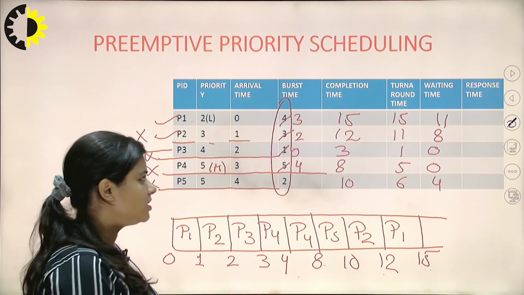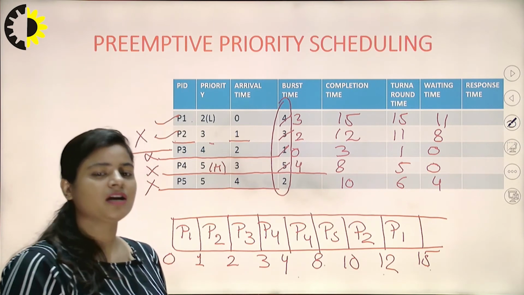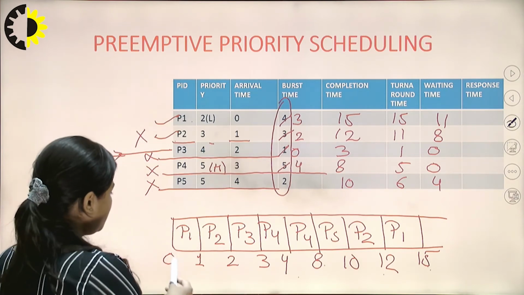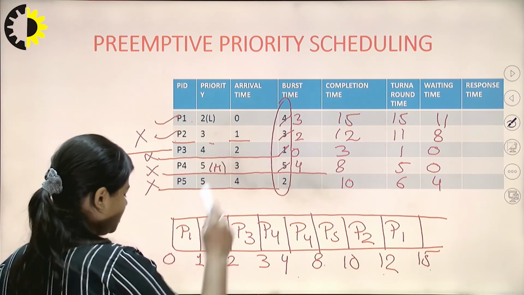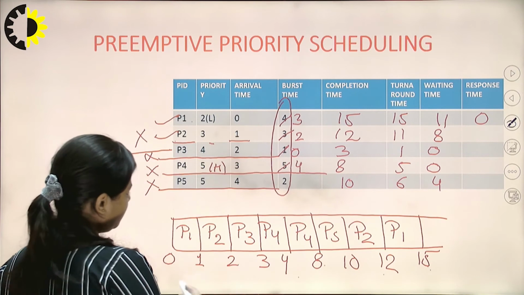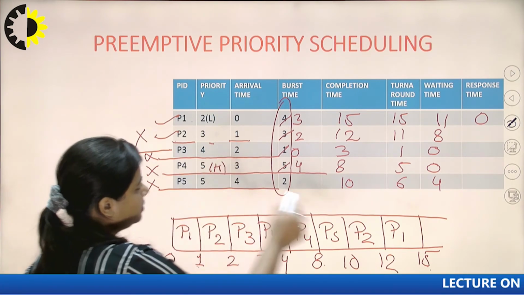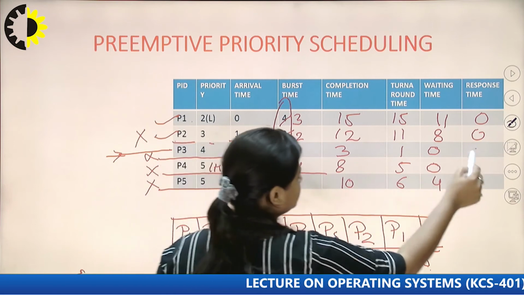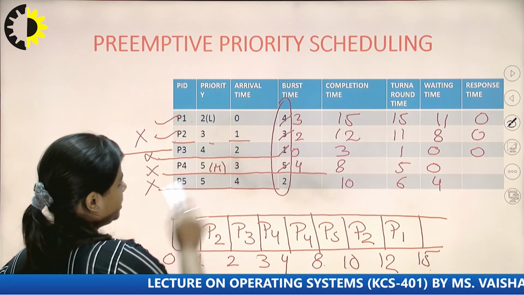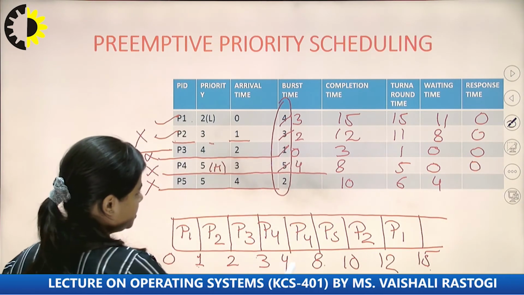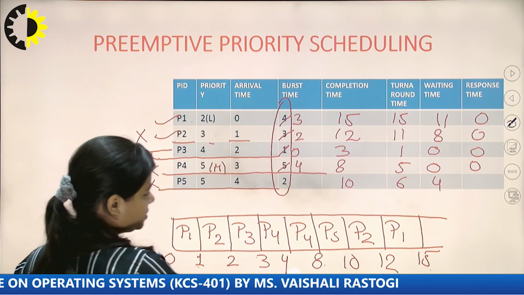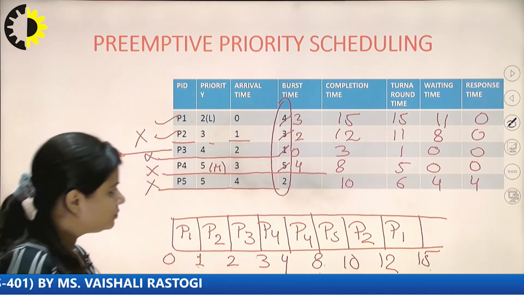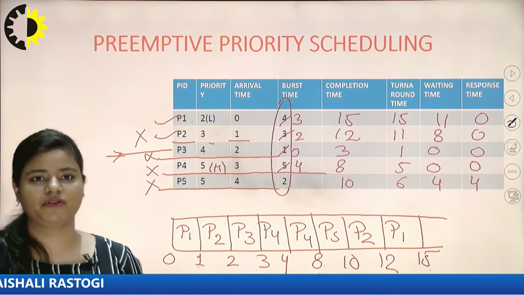Okay, so now we will calculate the response time. I have already told you that response time means the first time CPU allocation minus arrival time. Let's calculate for P1. P1 got the CPU first at 0, minus arrival time, which is 0. P2 first got the CPU at 1 and its arrival time is also 1, which means 0. P3 first got the CPU at 2, which is also its arrival time. P4 first got the CPU at 3 and arrival time is also 3, which means 0. P5 got the CPU first at 8 and arrival time is 4, which means response time is 4.